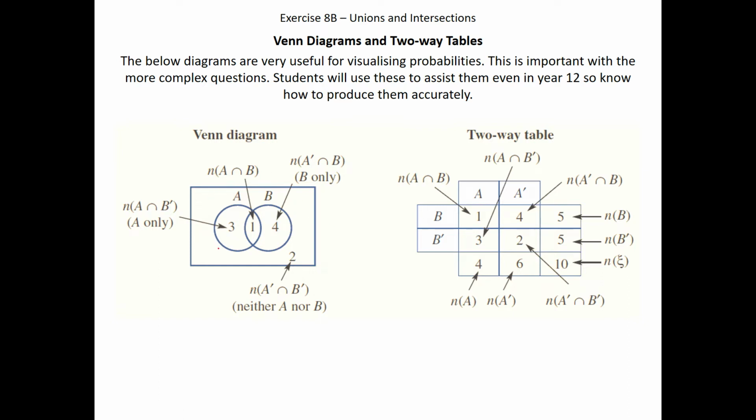For a Venn diagram, this number here in the middle is your intersection. This one is an n, so this is the number of elements that are in both set A and set B. Over here, you've got what is in A that is not in B.